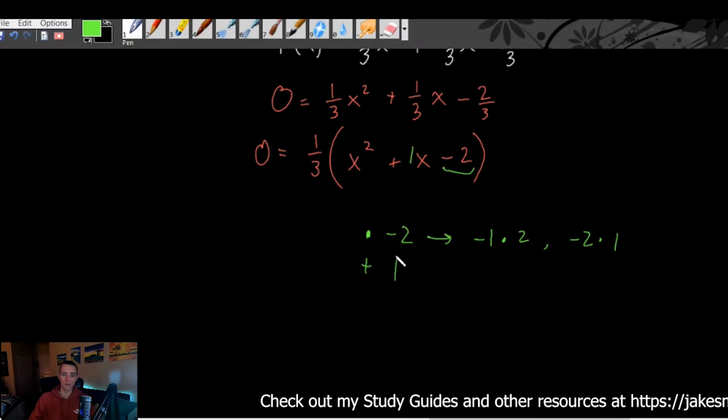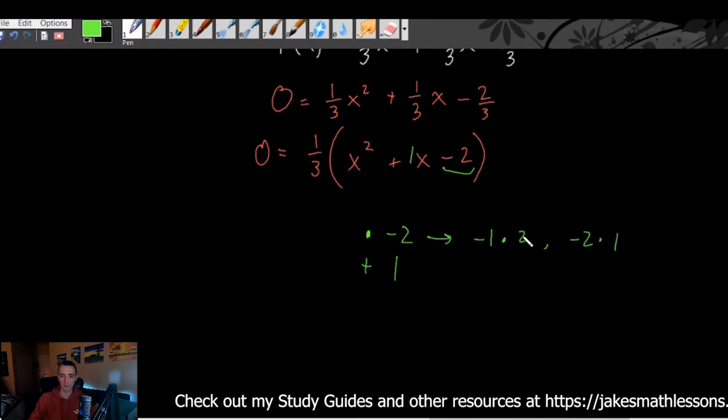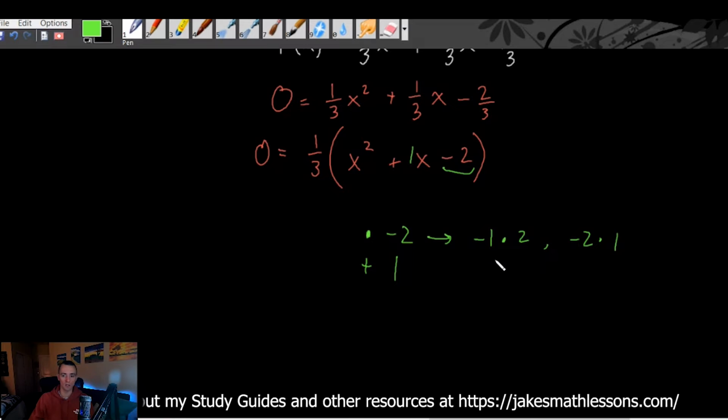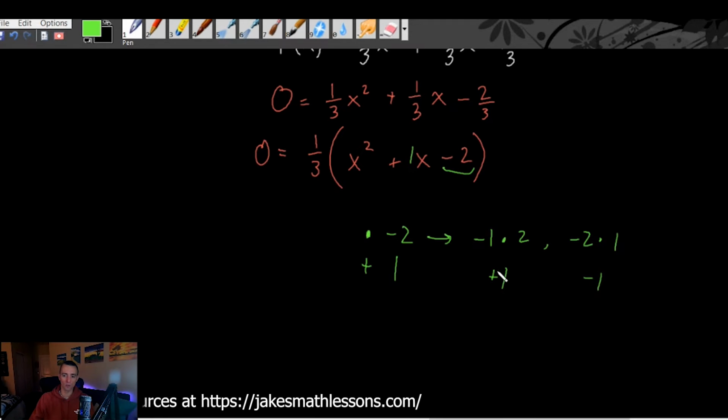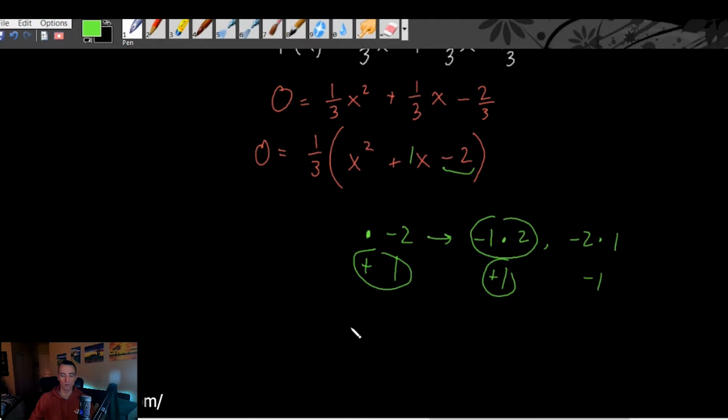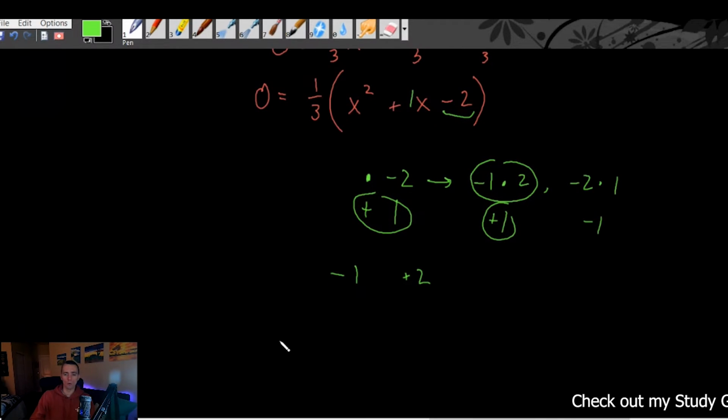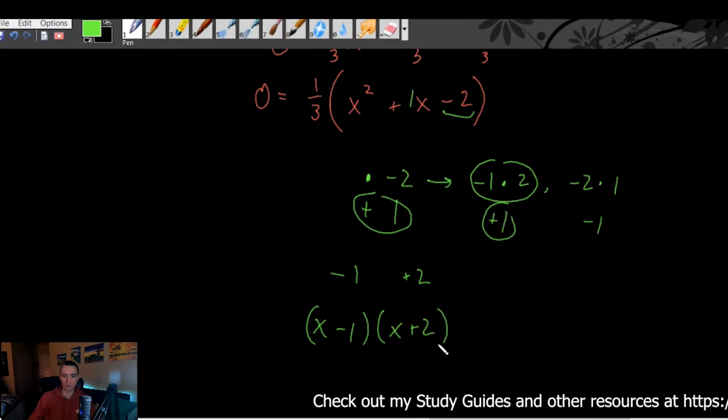Well, if we need them to add to +1, we can see these first 2 here, +2 and -1, will add to +1. -2 and +1 will add to -1. So since this one adds to +1, like what we wanted, we're going to want to use these 2 factors here. So -1 and +2 are the numbers that we want. So basically what that tells us is we will have x minus 1 as one of our factors and x plus 2 as our other factor.